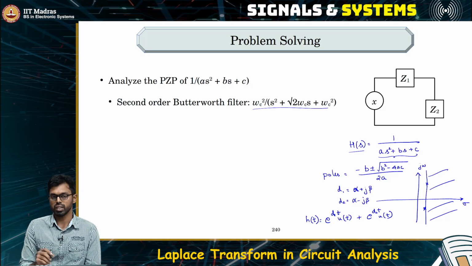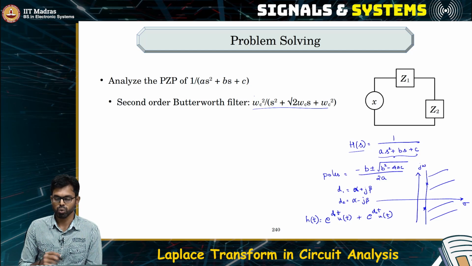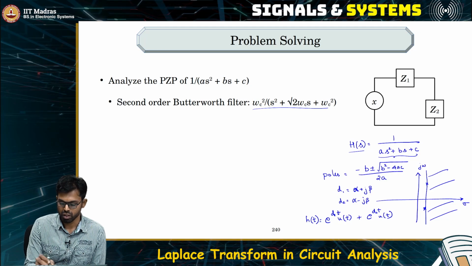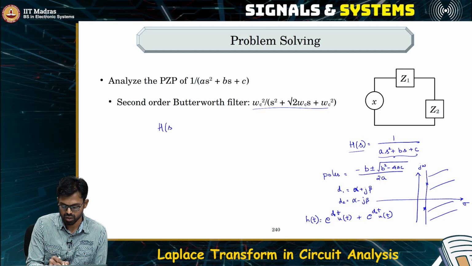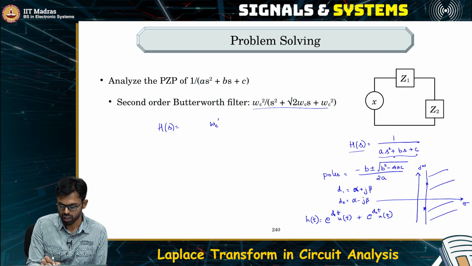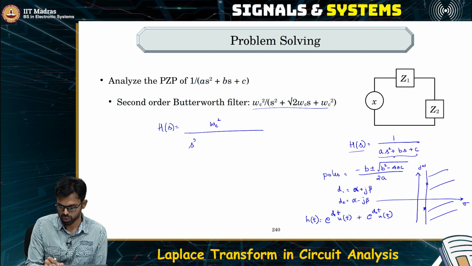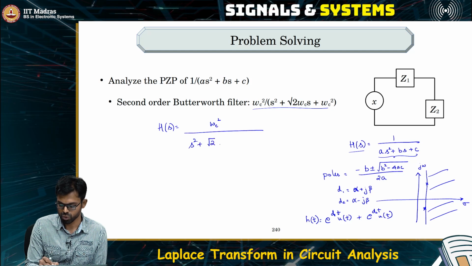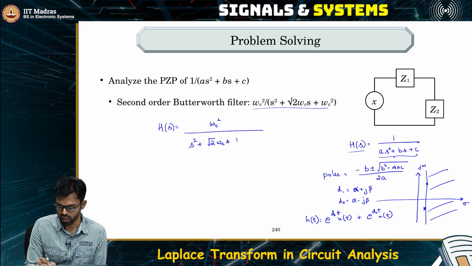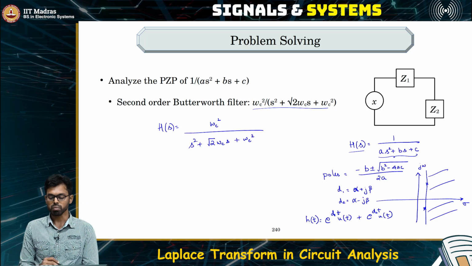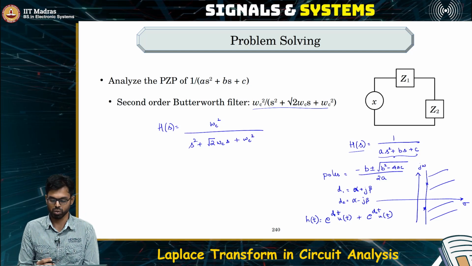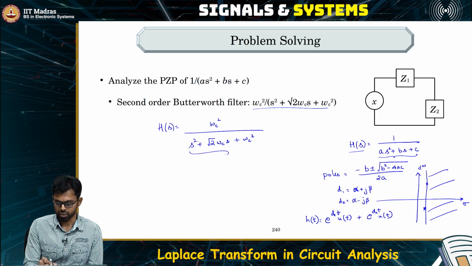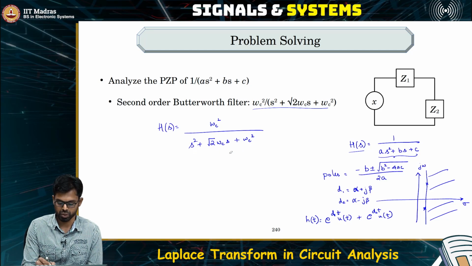A Butterworth filter is a class of low pass filters whose transfer functions will be of the form H of s equal to omega c square divided by s square plus root 2 omega c s plus omega c square. This is what is called a second order Butterworth filter, because here we have two poles. That's why it's called a second order Butterworth filter.